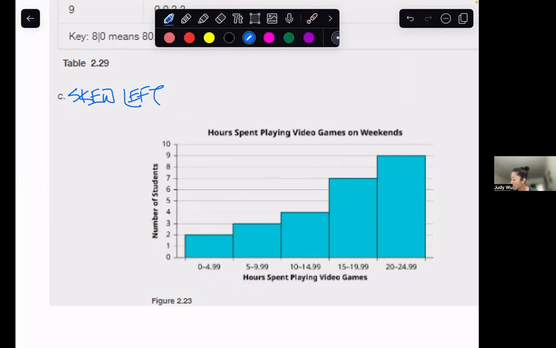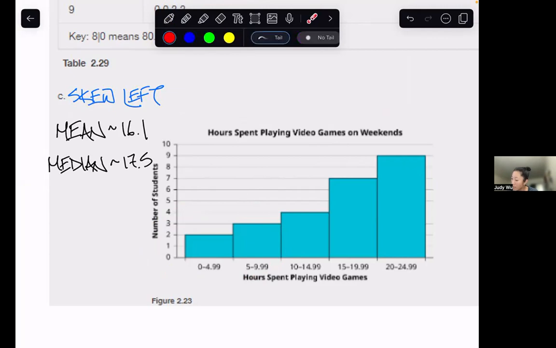Now, again, if I put this all into StatCrunch, and you don't have to, but if you do, you'll find that the mean is about 16.1, all right? So the mean is about 16.1. You'll find that the median is about 17.5, okay? And so we can see that the mean would be like here and the median would be here.